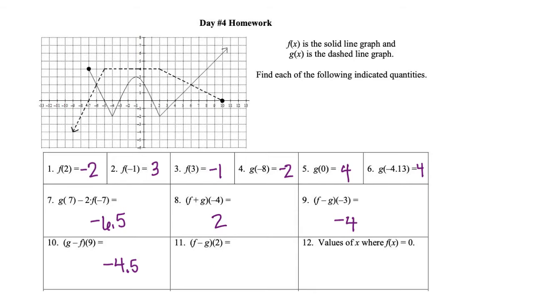Number 11, negative 6. And number 12, f of x being 0, that's talking about where it's crossing the x-axis. So x is going to be negative 5, negative 3, 1, and 4.